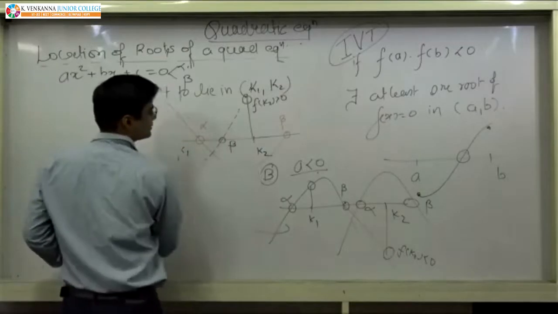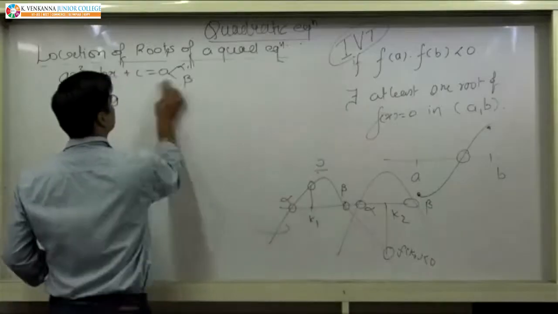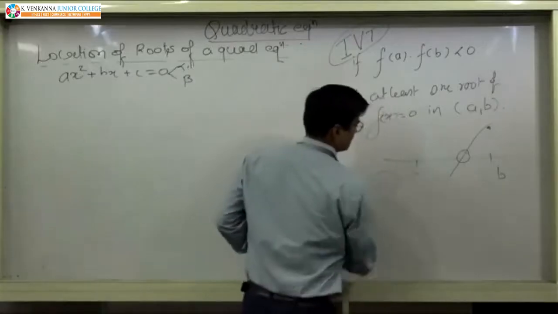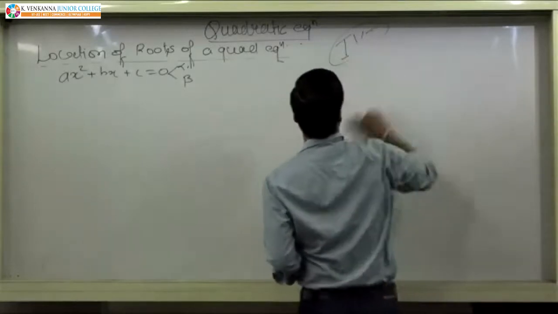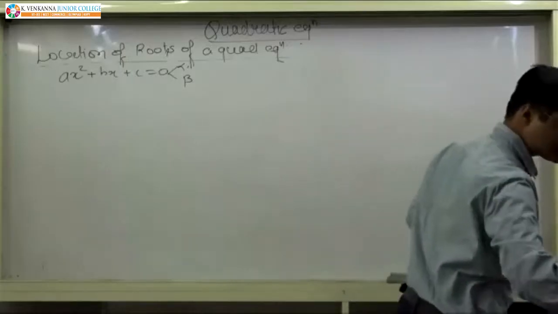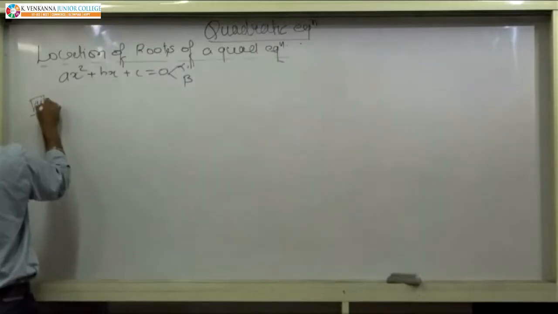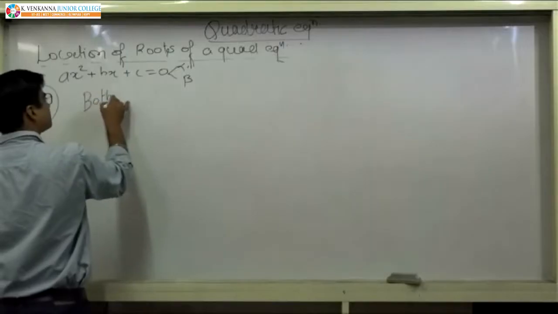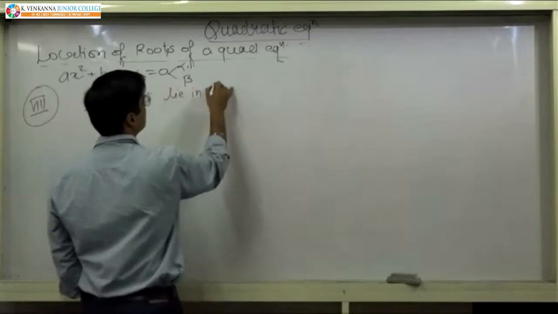This is just the application of the concept that we have already studied. We have done the 7 case. Let's come to case number 8. Let's say it says that both the roots lie in K1, K2.